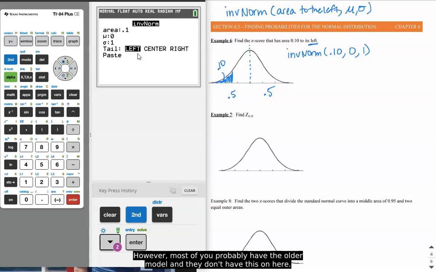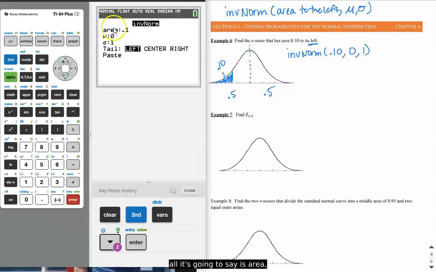However, most of you probably have the older model, and they don't have this on here. So if you have the older model, all it's going to say is area, mean, and standard deviation, and then it's going to have paste. And so what I'll try to always do is talk about both, but in this case, it's good to get in the habit of area to the left. That way, if you don't have this tail option, you're good.